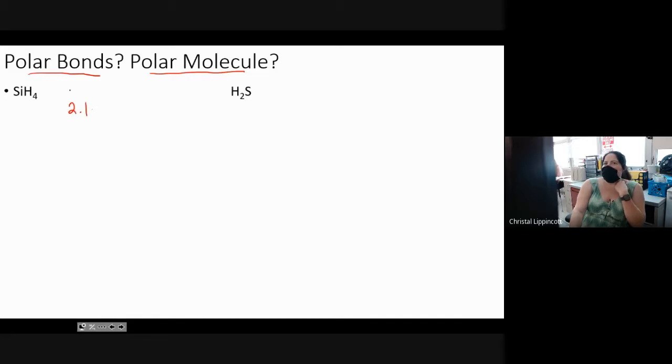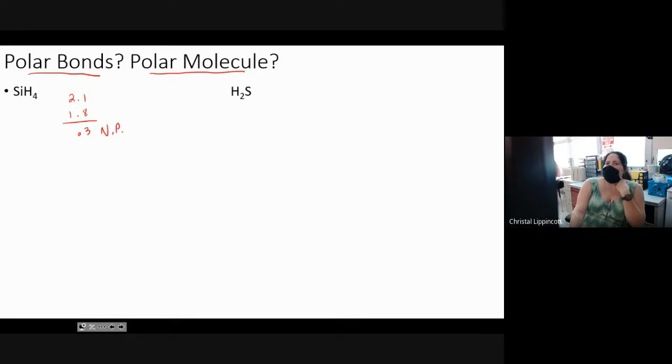So this is hydrogen. What's silicon for its electronegativity? 2.5, okay? So when I subtract these, that's 0.4. That means that that's a non-polar bond. No, it's 1.8. I only looked at sulfur. Oh, my bad. Oh, yeah, you're right. Sorry, Libby. Either way, it's still a non-polar bond, correct?